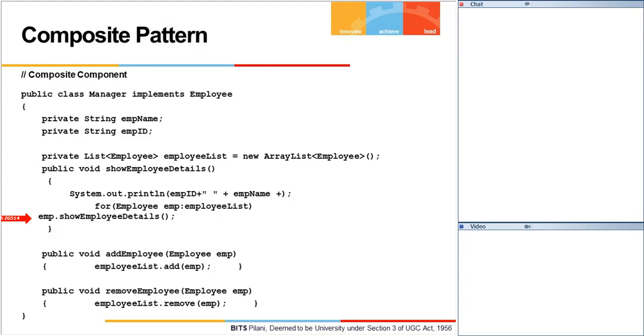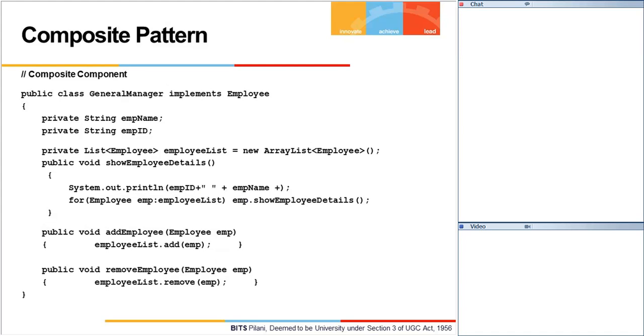Okay, I'll take you to the implementation of the general manager class, which also implements the employee interface, right? And if you see, the rest of it is all the same, right? It has an array list to compose objects within itself, and then it provides implementation for show employee details. It provides implementation for add employee and provides implementation for remove employee. Okay.